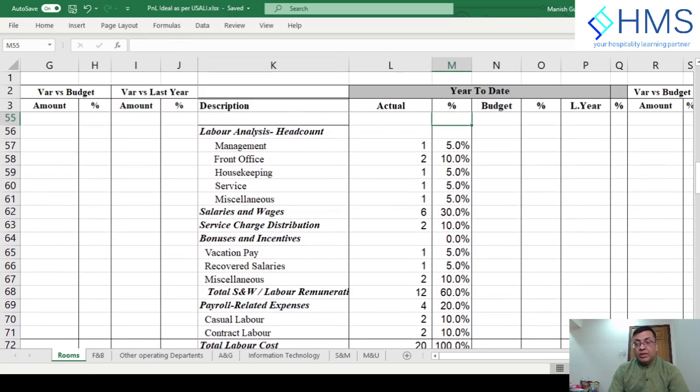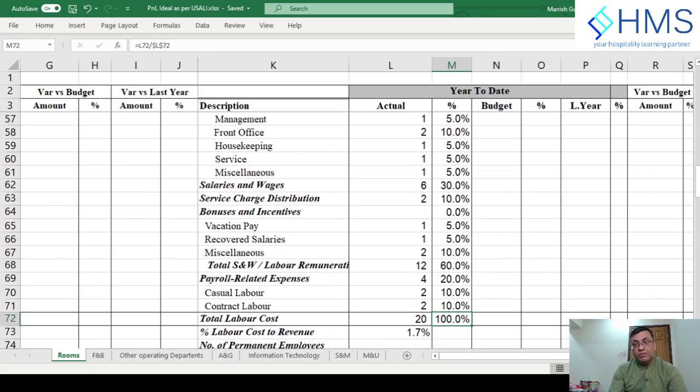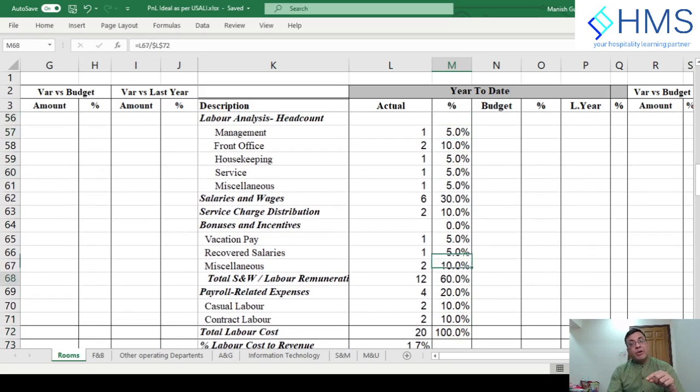You may want to understand the percentage of breakdown. This percentage is not the percentage to the revenue. This percentage is the proportion of the total labor cost within the labor cost. So how much is the management, how much is the salary and wages compared to the total. Sometimes a hotel may be spending a lot more money on the payroll related expenses, on the benefits, on the employee, on the transportation, on the casual, on the contract. So you may want to understand where most of the money is being spent.